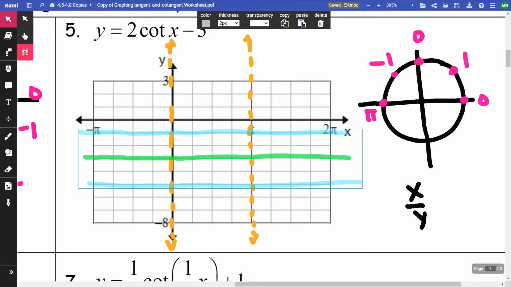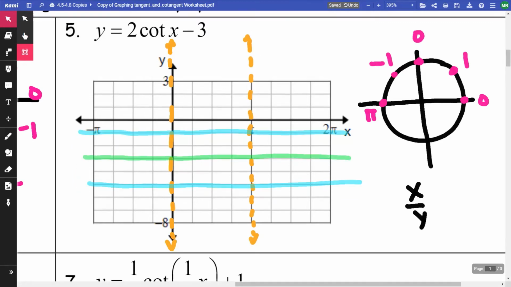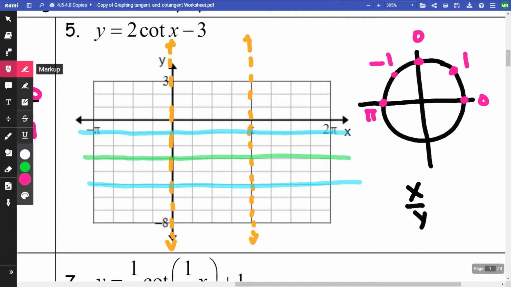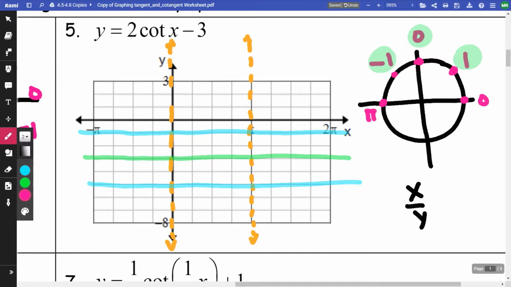See if I get my green one too. Okay, so now when I'm graphing this, I am going to be starting at my 1, 0, and then -1. So I'm going to come over here. My 1 is really going to be up here. My 0 is going to be here. And my -1 would be here. And this is going to be my cotangent.